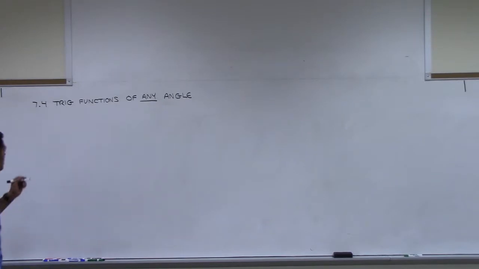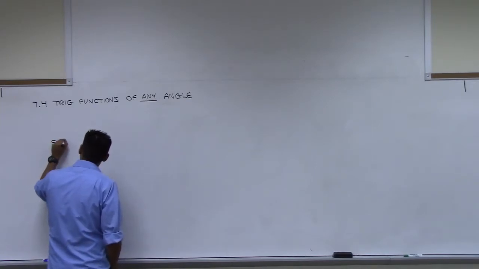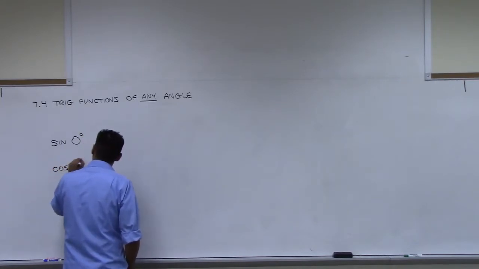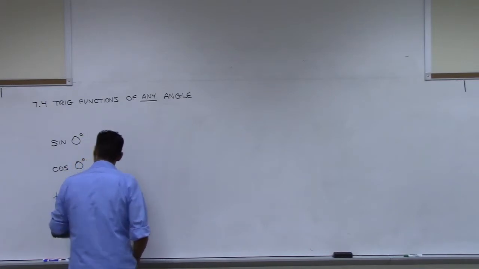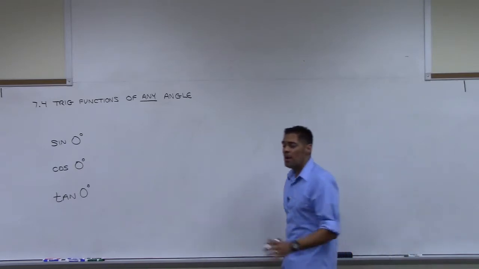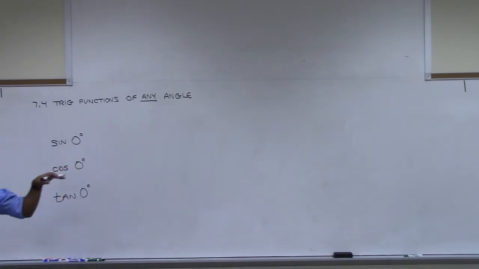Before I begin, I want to make sure that we're clear in understanding what these are. Sine of 0 degrees, cosine of 0 degrees, tangent of 0 degrees. There were common angles, right? The ones that you're supposed to know, like 30 degrees, 45, 60. But let's make sure we understand what the trig functions are for 0, each of the 3 here.